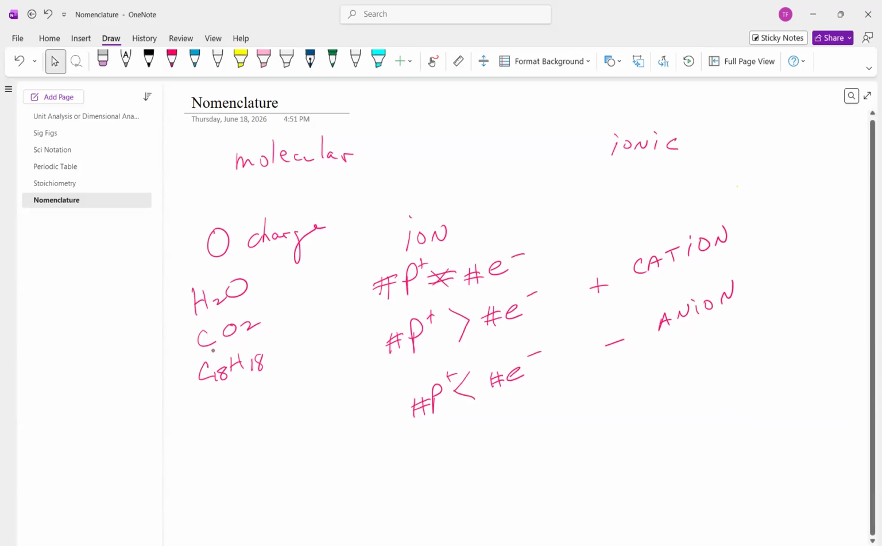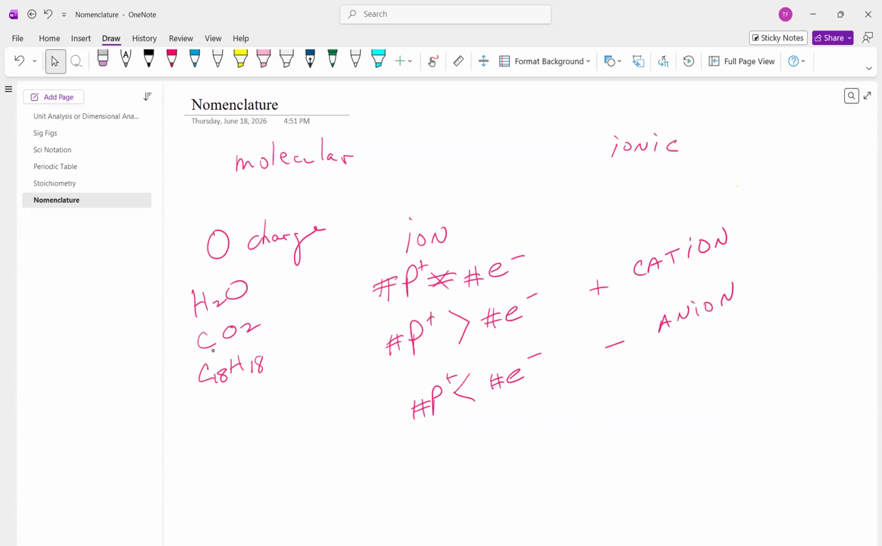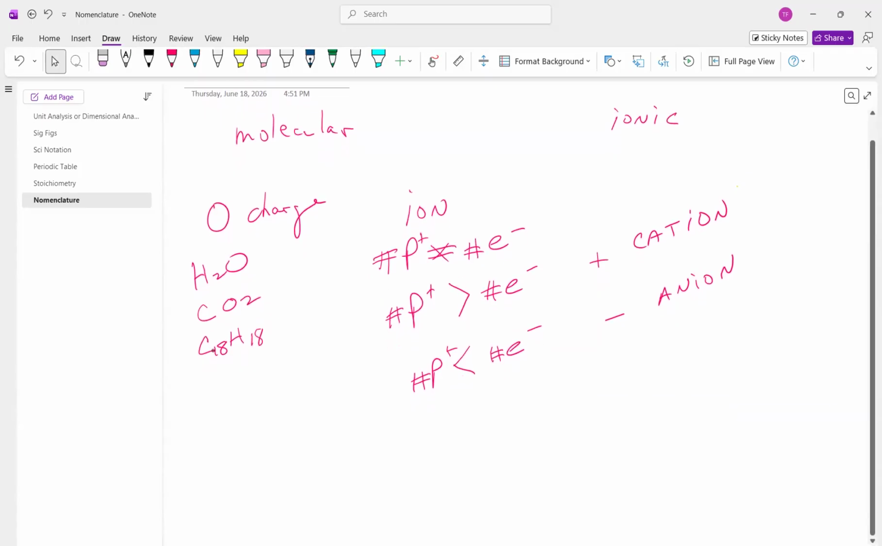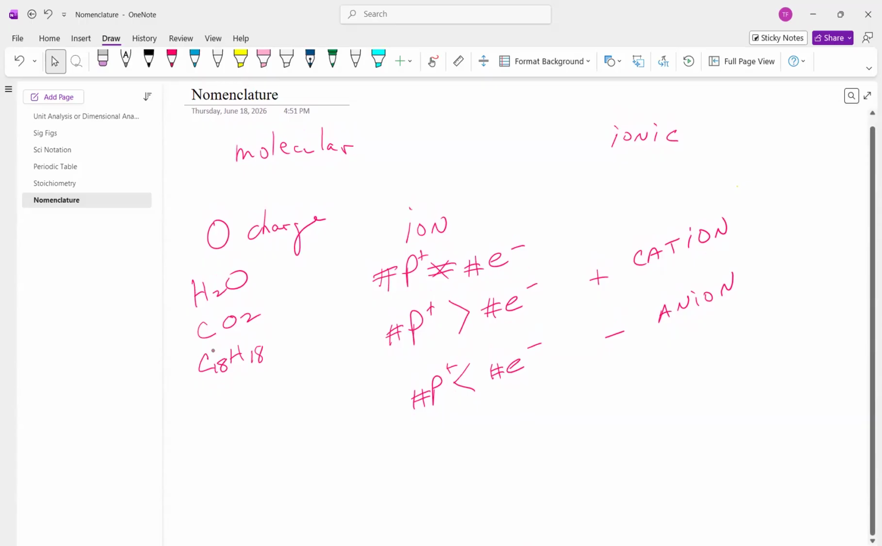Okay, so we're going to do the molecular one today, and I'll get into the ionic one on Monday. Most people find the molecular one is easier than the ionic one.